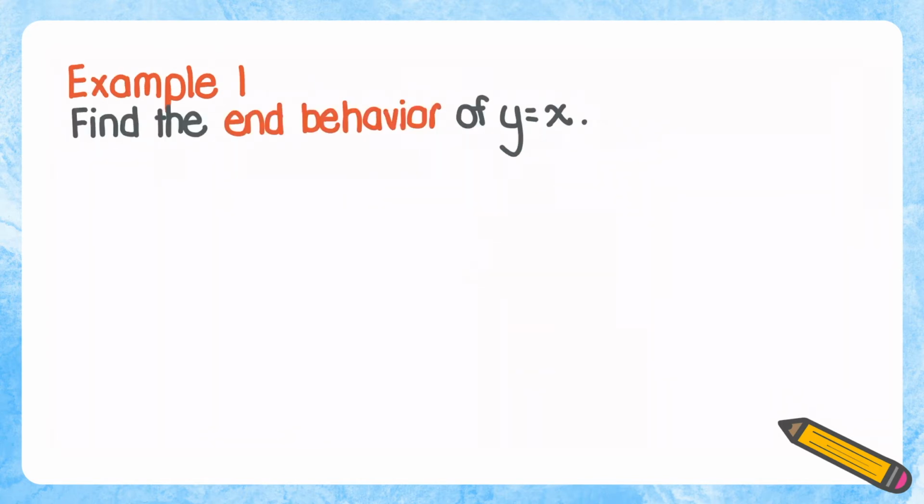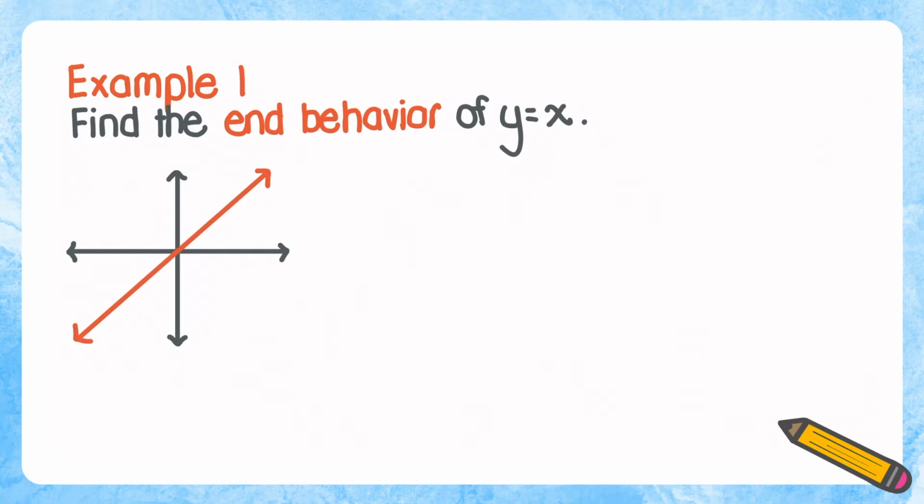So for our first example, we're going to find the end behavior of y equals x. We're going to start off by providing a graph or a sketch of this function y equals x. Notice that this is a linear function, so the graph is going to be a line. So I draw my axes first, and then I draw this line going through the origin, and these arrows show that this line keeps going forever and ever in each direction.